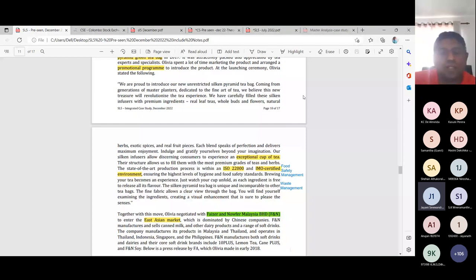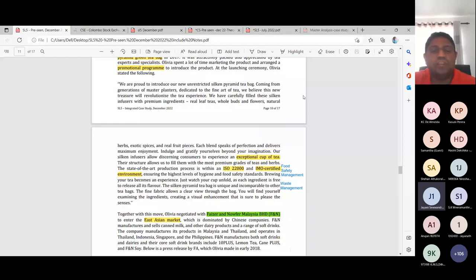The state-of-the-art production process is within an ISO 22000 and IMO certified environment. That's good, no? So ISO 22000 connects with food safety management, and the IMO certified environment is a waste management standard, ensuring the highest level of hygiene and food safety standard.